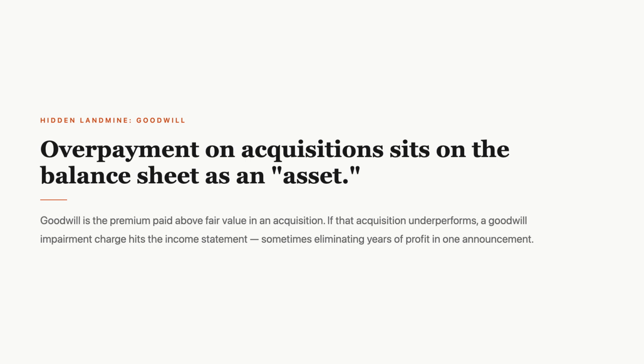When a write-down happens, equity falls directly. The diagnostic question when you see a balance sheet heavy with goodwill relative to total assets: what happens to this company's equity if a significant portion of that goodwill gets impaired?